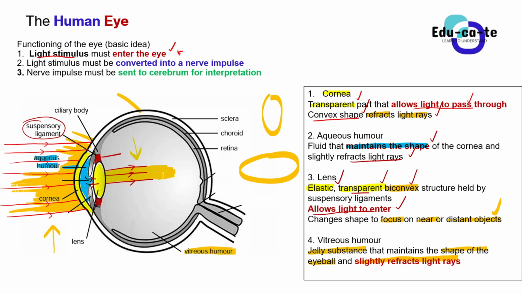So here is the light, it has entered the eye. So we are done with phase number 1. The light stimulus must enter the eye. Those are the parts that are involved in light entering your eye.